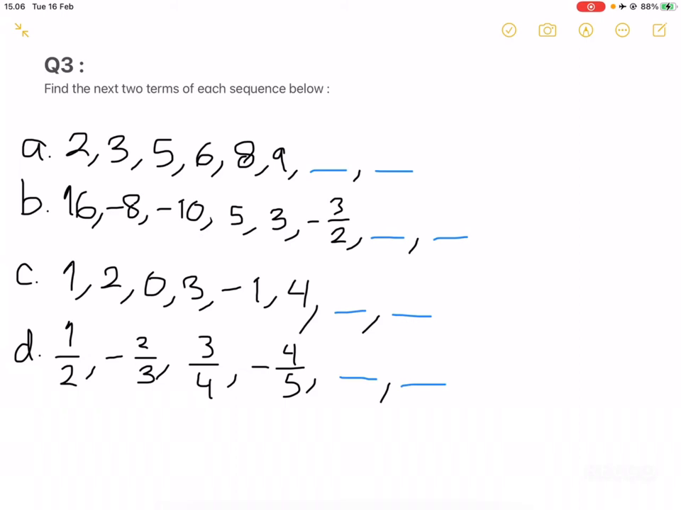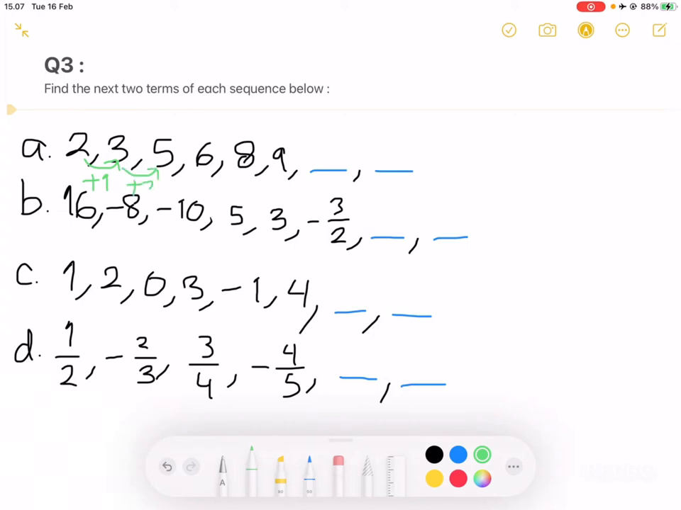Alright, for question 3, we need to find the next two terms of each sequence here. So you may pause the video if you want to try this on your own. Try to find some patterns of each sequence. Anyways, let's notice the pattern for sequence A. We add 1 right here, and then we add 2, and we add 1, and then we add 2 again, and then we add 1 again, and therefore the next one we must add 2, meaning this term will be 11, and after that we need to add 1 again. This next term will be 12.